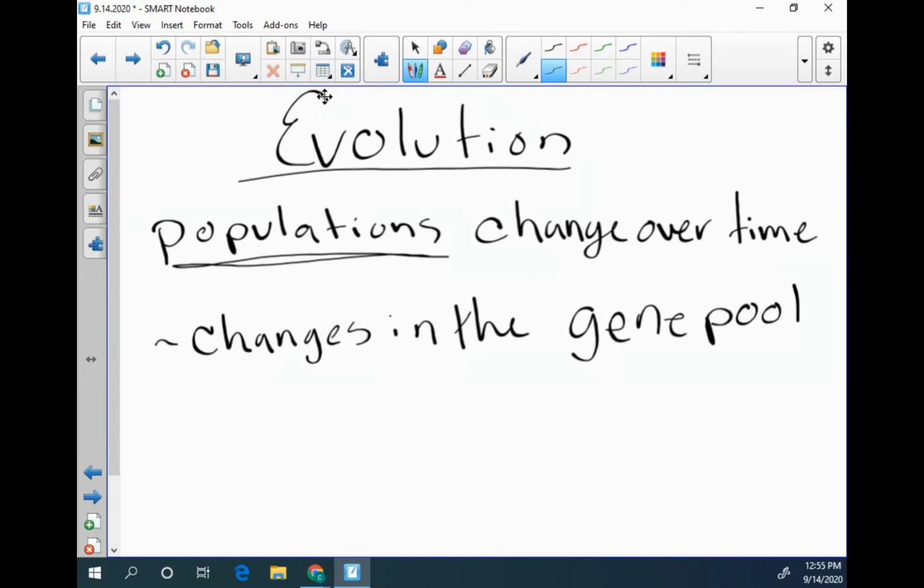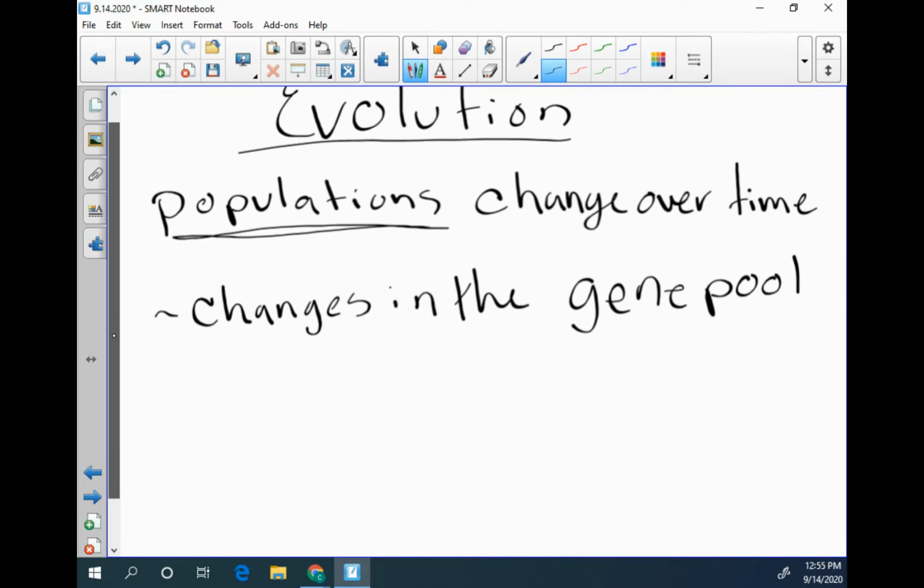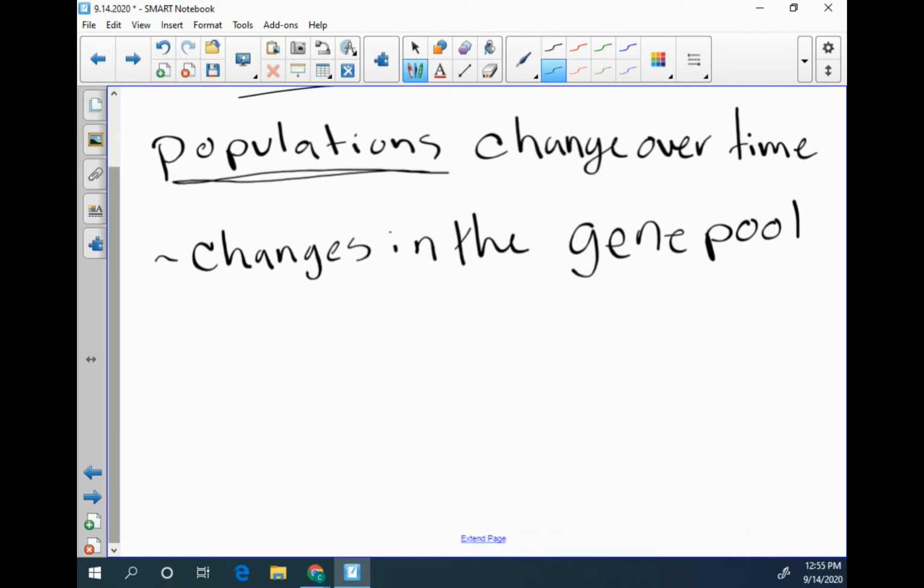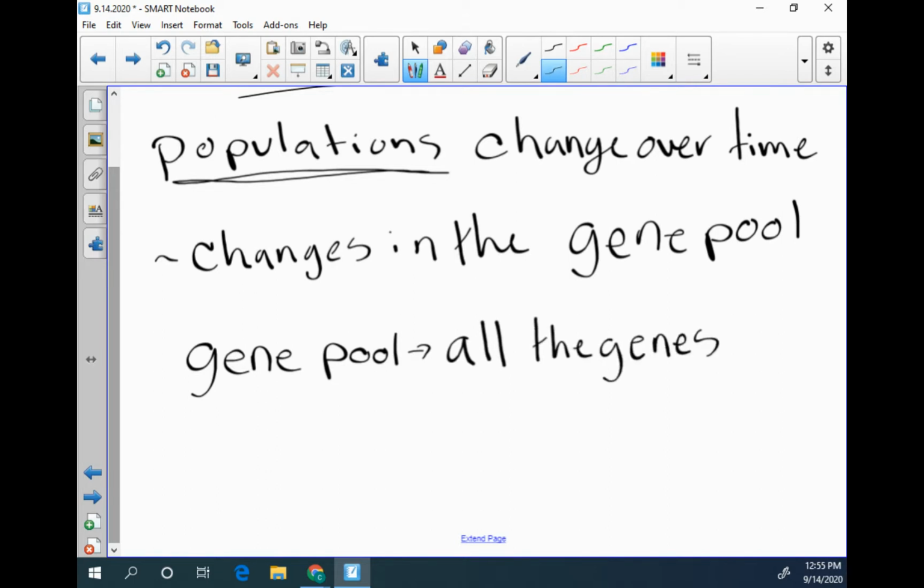So, remember we talked about what the difference between a population and a community is. A population is a group of organisms in an area that are all the same species. So, when these populations change, those changes have to be in their genetic information. A gene pool is all the genes in a population.